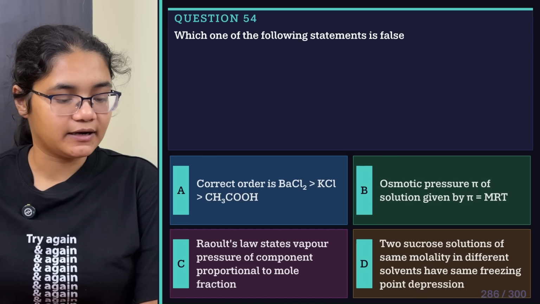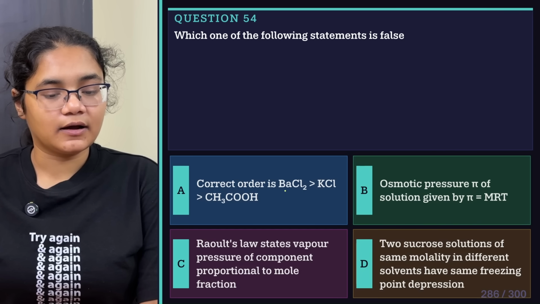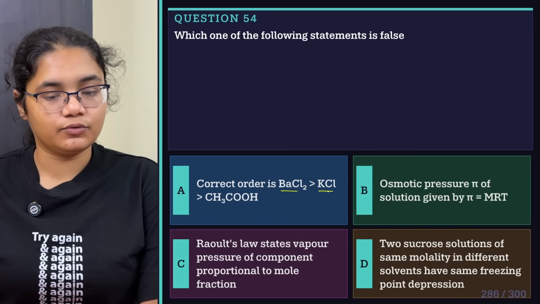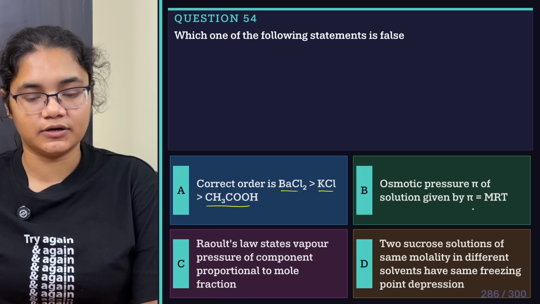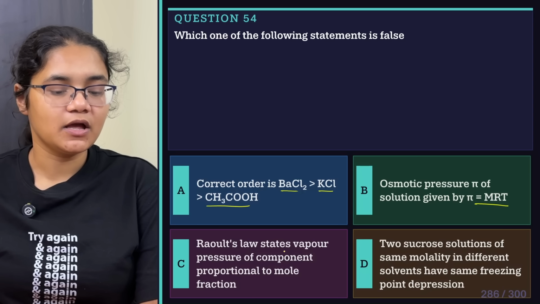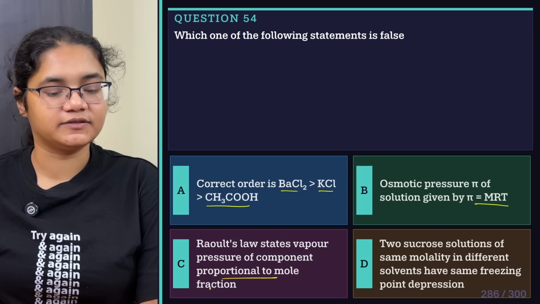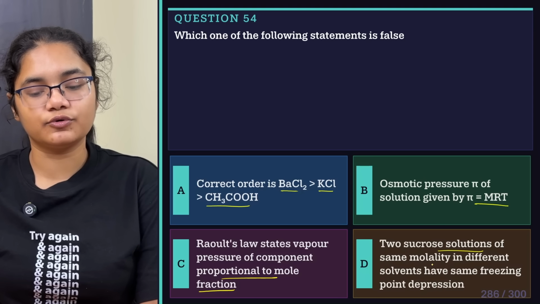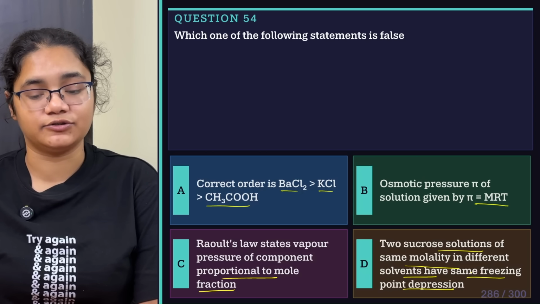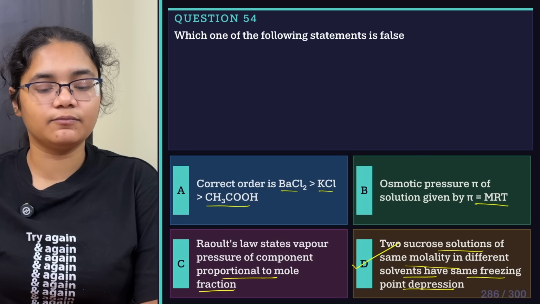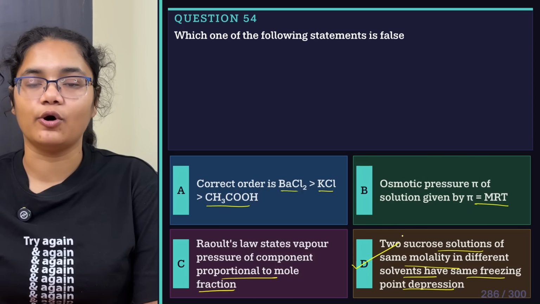Then which of the statements is false here? The correct order is BaCl2, KCl and CH3COOH. Osmotic pressure is given as pi equals MRT. Raoult's law: vapor pressure of a component is proportional to mole fraction. Two sucrose solutions of same molality in different solvents have the same freezing point depression. No, when the solvent is different, freezing point depression will also be different. So that is why option number D here.